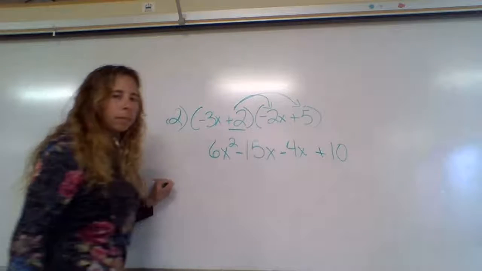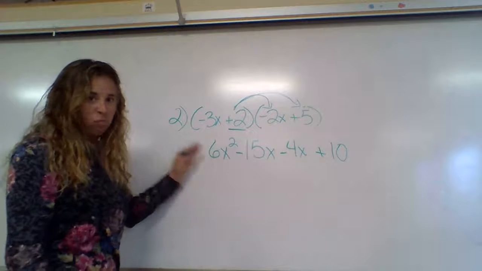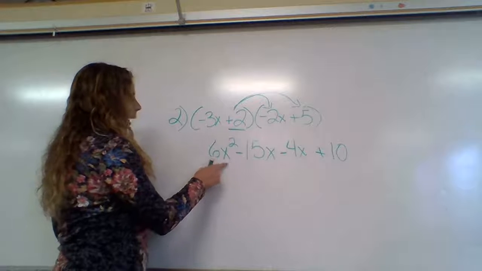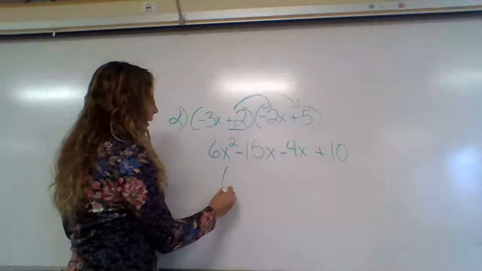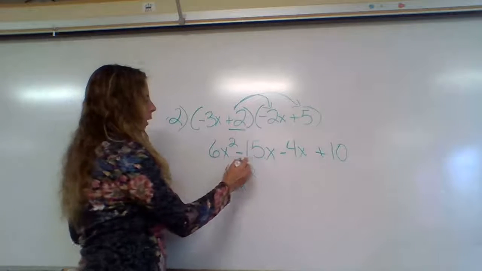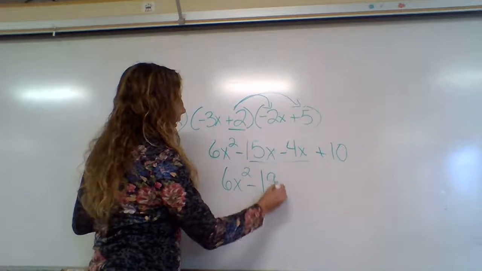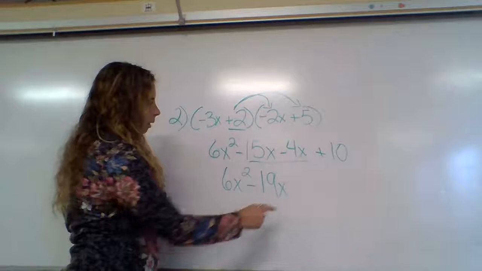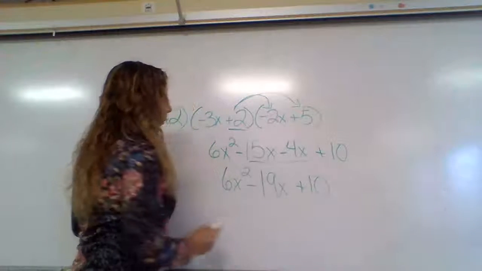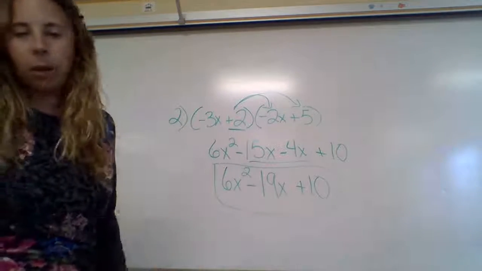All right? Do not stop here. I will not give you full credit. I won't. So, combine your like terms. I can't combine anything with 6x squared, so rewrite it, 6x squared. And then negative 15x minus 4x is negative 19x. And then there's nothing I can combine with 10, so just rewrite it, plus 10. So that is number 2.